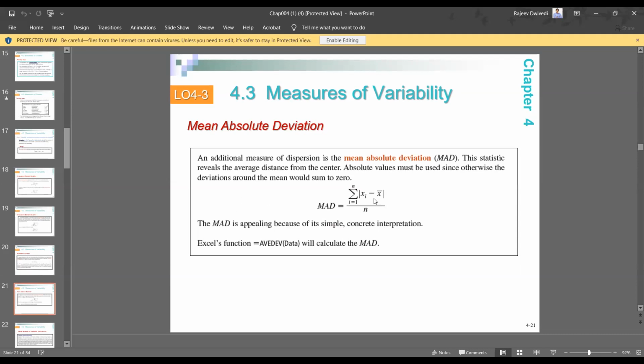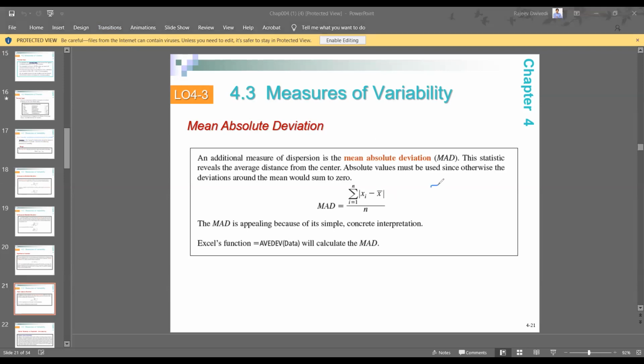Why do we do a square in standard deviation? Because if we don't do a square, we are going to get 0 at the end of the day. Therefore this concept is called mean absolute deviation. Instead of doing the square of the difference between actual and mean, they take the absolute value. How? Let me explain here.